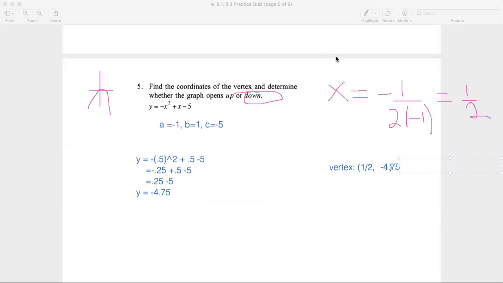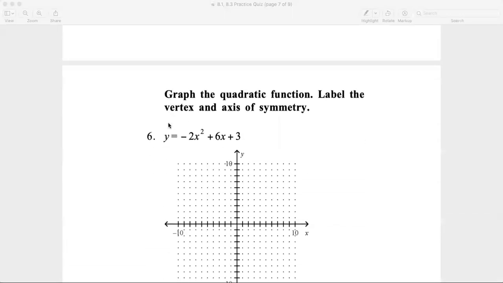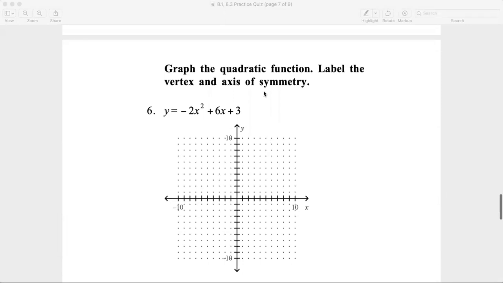All right, I have a feeling you guys are doing great. Let's keep going. Graph the quadratic function, label the vertex and axis of symmetry. Okay, so again, guys, we're going to find the axis of symmetry, find the vertex, find the y-intercept. Let me label my A, B, and C so I don't make silly mistakes. A is -2, B is 6, C is 3.